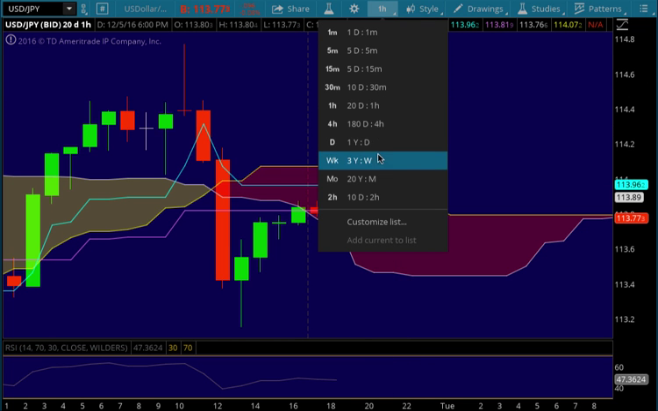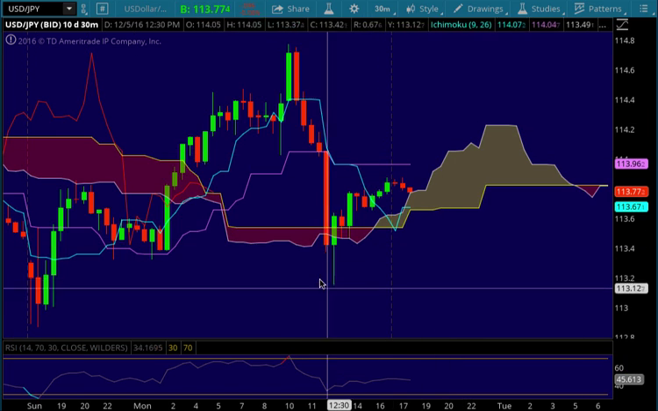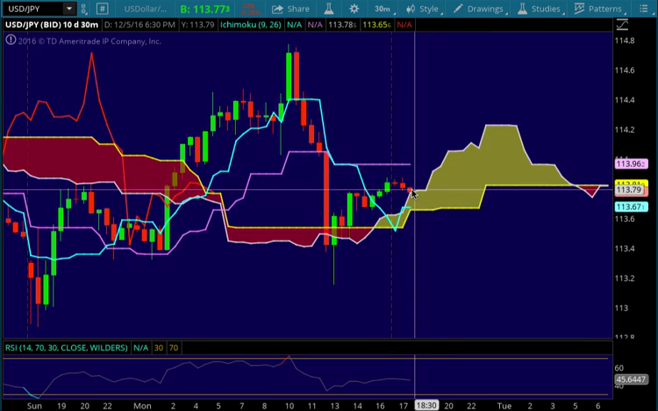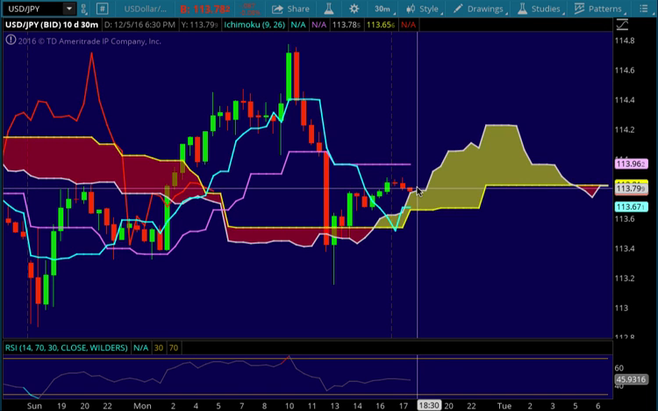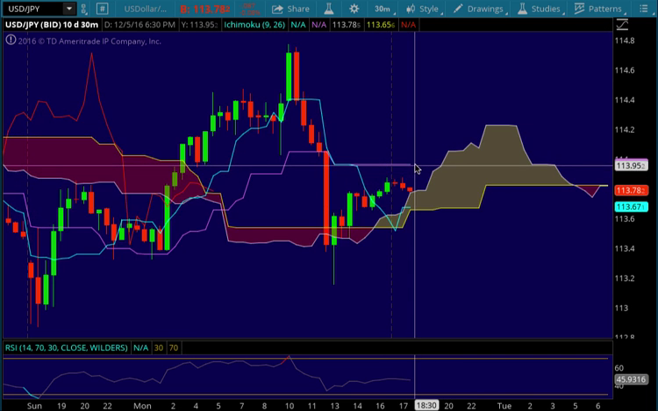I might as well look at the 30-minute just quickly. The 30-minute chart is, however, bullish, and it is now testing the cloud. The cloud could offer support to this pair, and we could see higher prices and a retest of the Kijun Sen at 113.96.